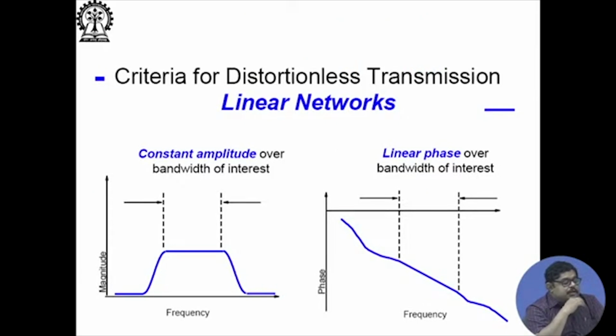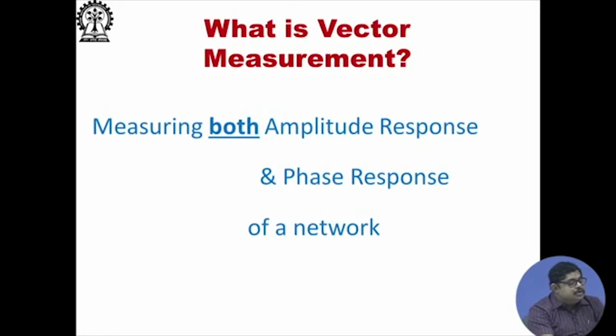All of us know that for a linear network, the criterion for distortionless transmission is that over the band of interest, my amplitude response should be flat, this left side graph, and phase response should be linear in the band of interest. If this is there, linear networks give distortionless transmission. Now, what is vector measurement? Measuring both amplitude response and phase response of a network is called vector measurement.